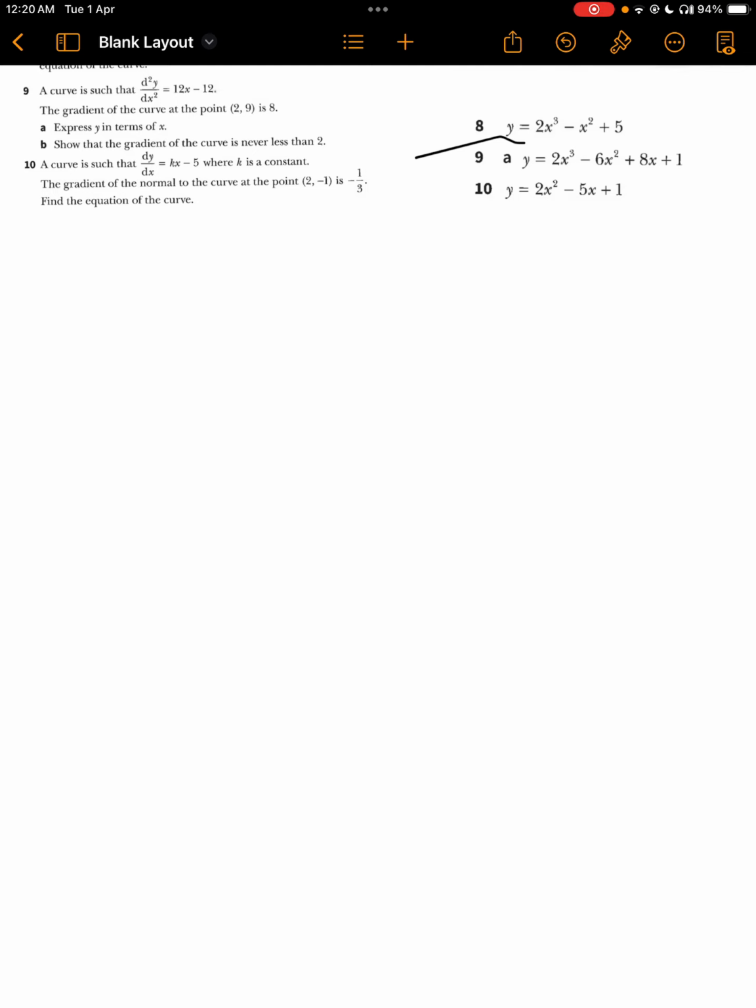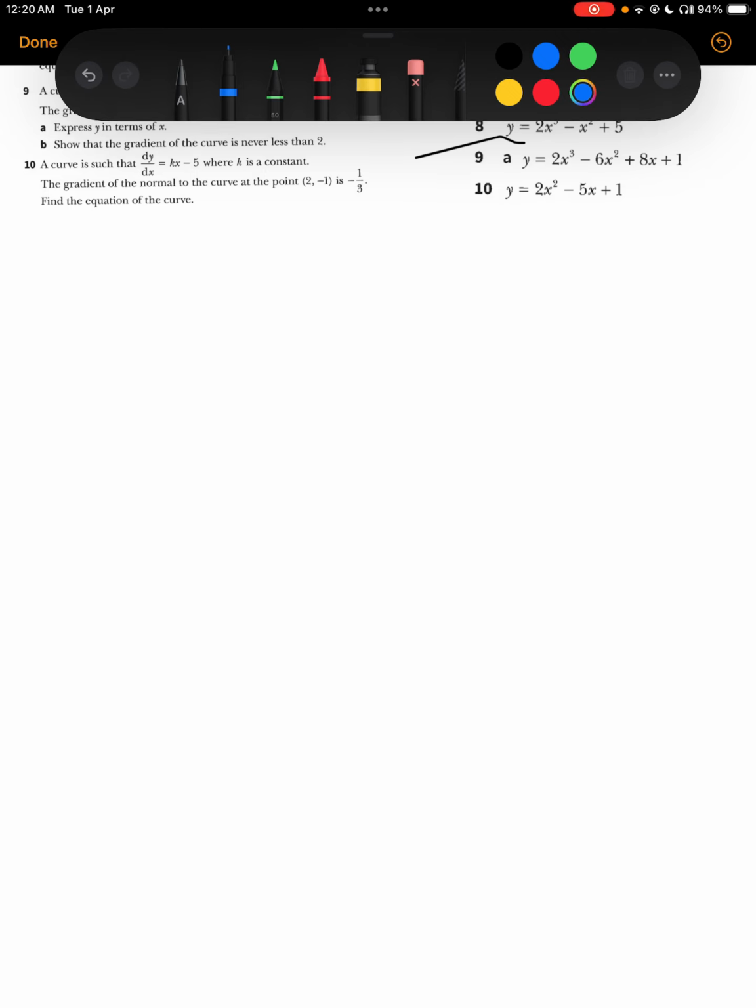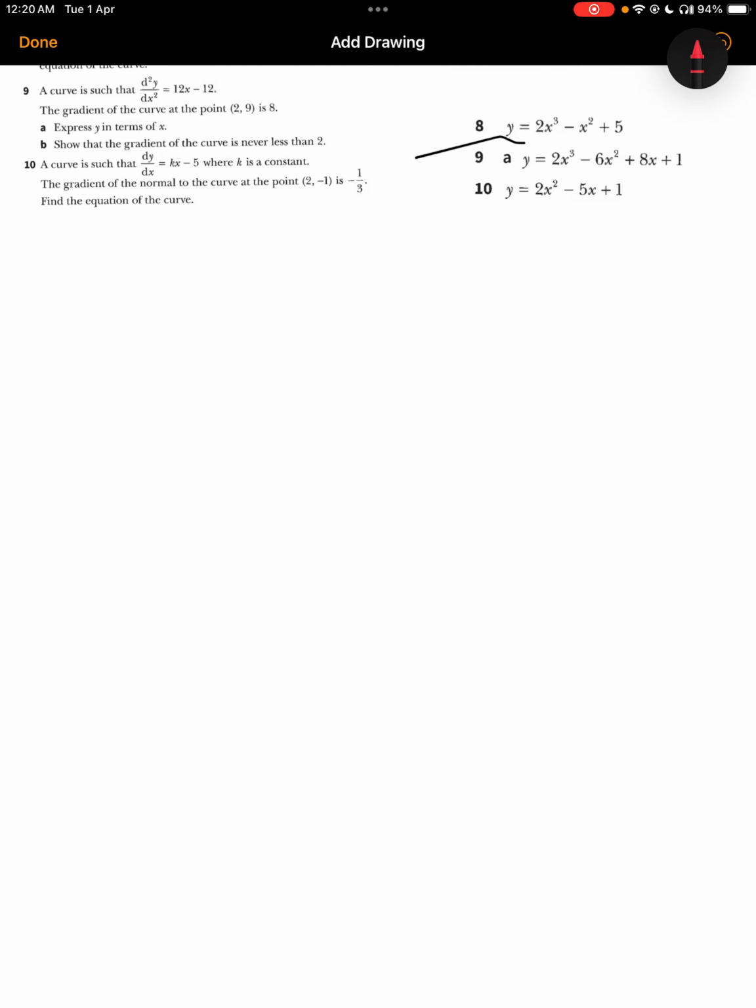So today we're going to solve questions 9 and 10 of exercise 15.1, normal integration. Question 9 says that a curve is such that the second derivative has been given here. The gradient of the curve is 8 at the point (2, 9). Express y in terms of x.